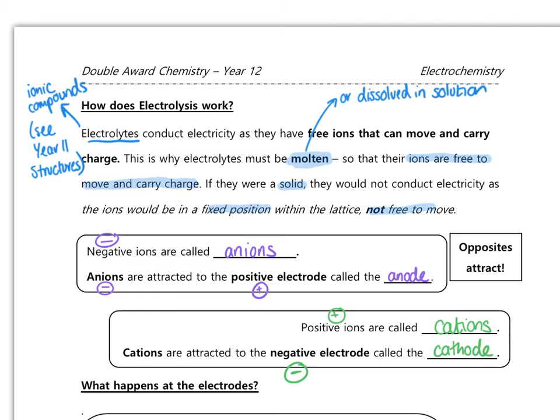But you're almost going through that process of, okay, if the negative electrode, then positively charged ions are going to be attracted to it. The positively charged ions are called cations, and so the negative electrode must be the cathode. So you just need to think twice about this. So remember, anions are negatively charged. They're attracted to the positive electrode called the anode. Cations are positively charged, and so they're attracted to the negative electrode called the cathode.